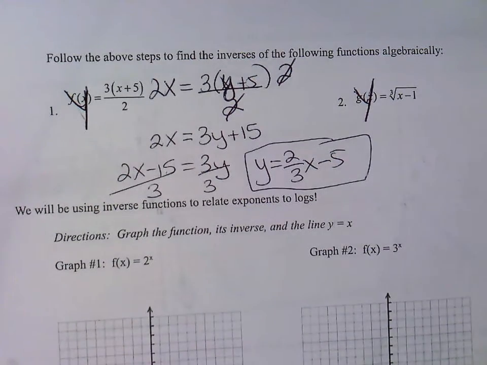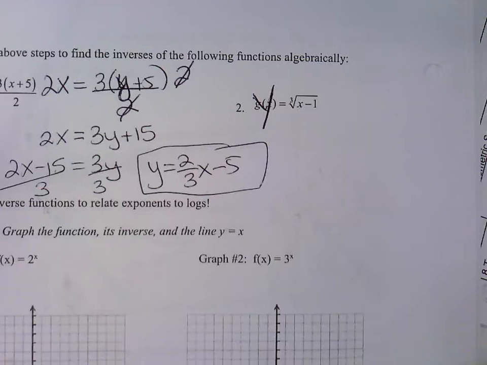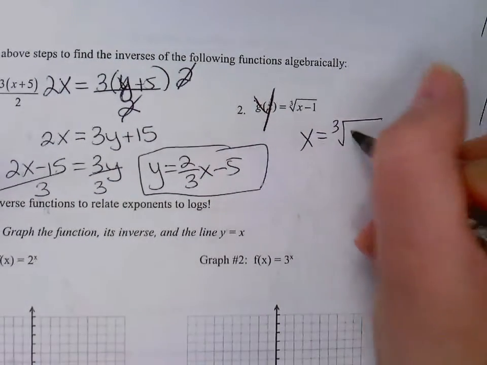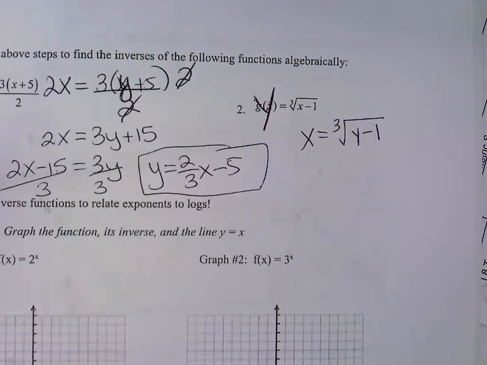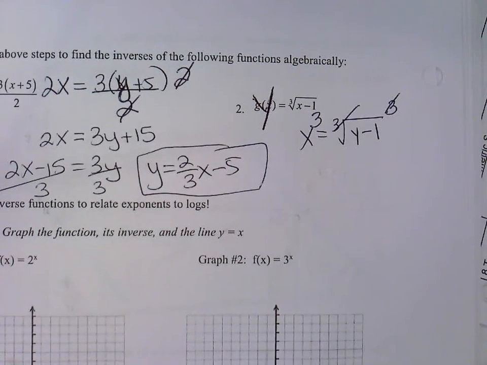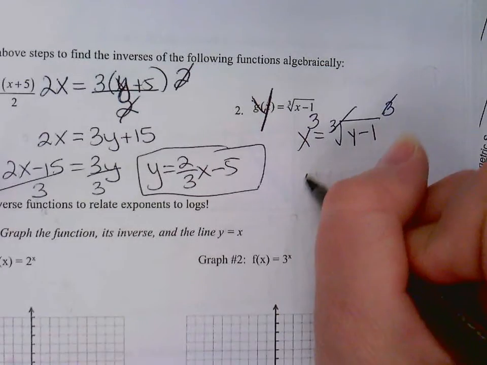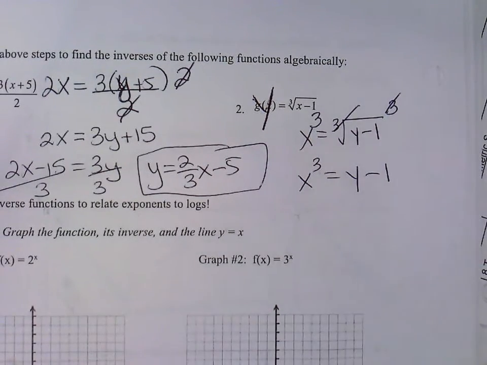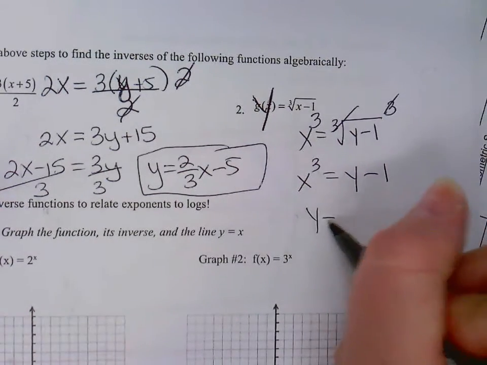So number 2 is a little bit more challenging. I'm going to switch x and y. How am I going to get rid of a cube root? I'm going to cube both sides of the equation. So a cube on both sides will get rid of that cube root. I have x cubed equals, now just y minus 1 is by itself. So for my final answer, I'd have to add 1.